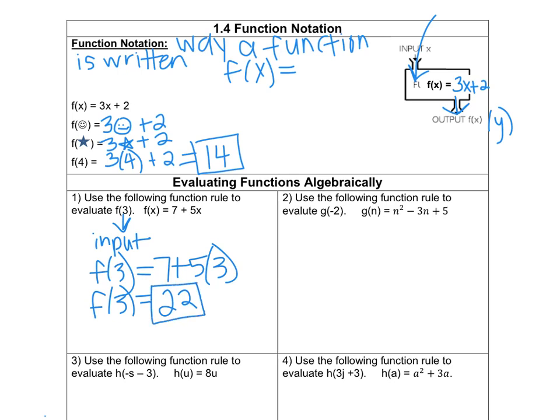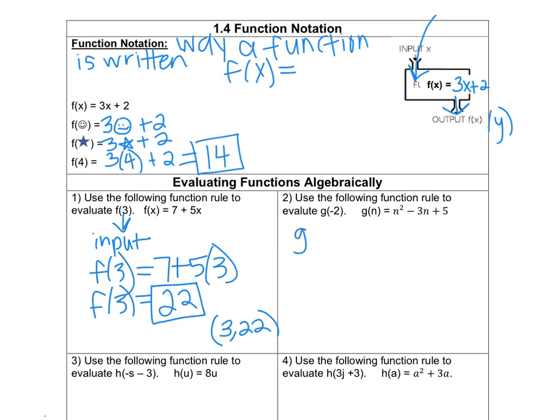So basically what this means is if you were going to graph this, this would be like an ordered pair. 3 would be your x, and then 22 would be your y. Okay, 3 is the input, and then 22 would be the output. All right, let's move over here to number 2. Now we're going to use this function rule to evaluate g of negative 2.